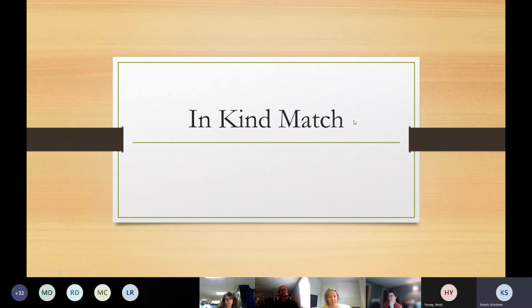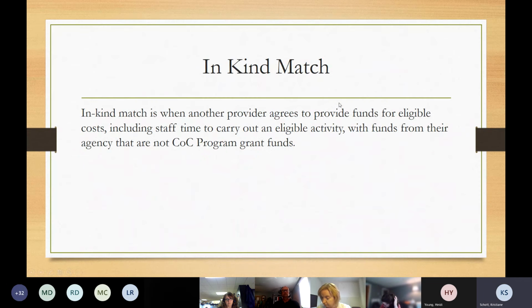Next, we're going to talk about in-kind match. There are two different types of in-kind match. In-kind match is when another provider agrees to provide funds for an eligible cost under the CoC interim rule, which I talked about, and could include staff time to carry out an eligible activity with funds from their agency that are not directly coming from the CoC program grant funds.